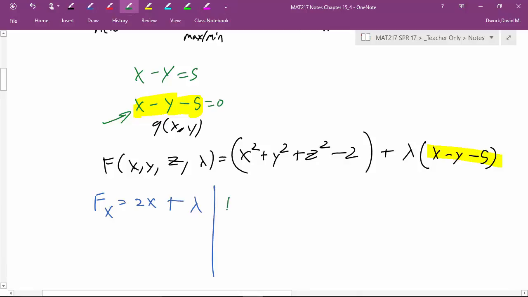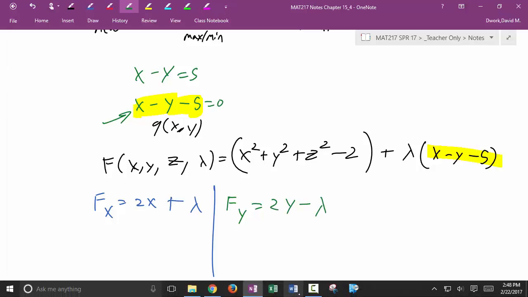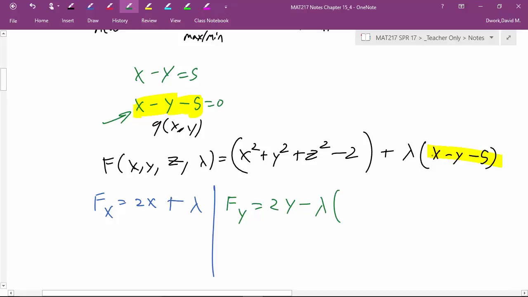My derivative with respect to y, very similar now. That's going to be 2y minus lambda. And again, because the lambda is the constant multiplier, and then the derivative of x would be 0. Now I'm looking at my negative y term right here. So that would make a negative 1. And then the negative 1 times lambda gave me the negative lambda.